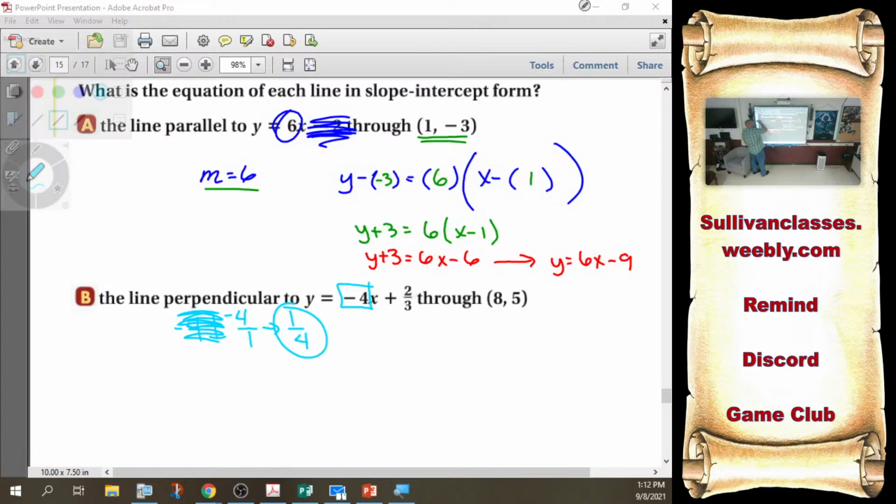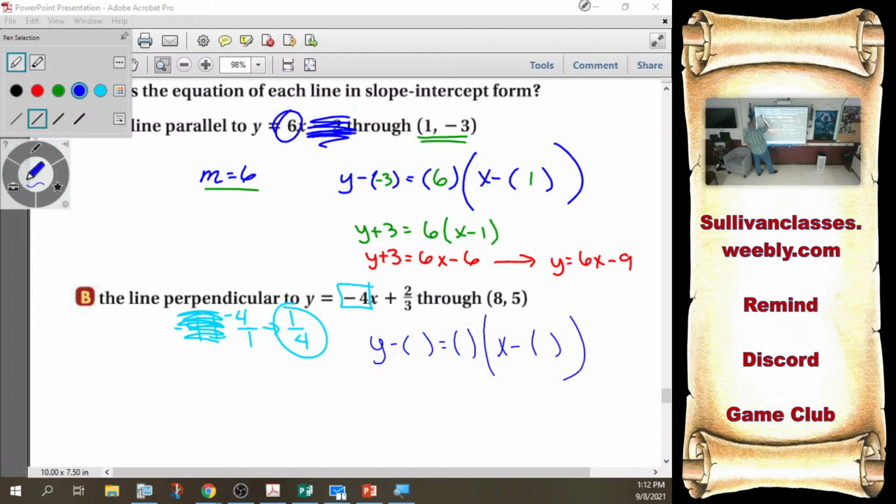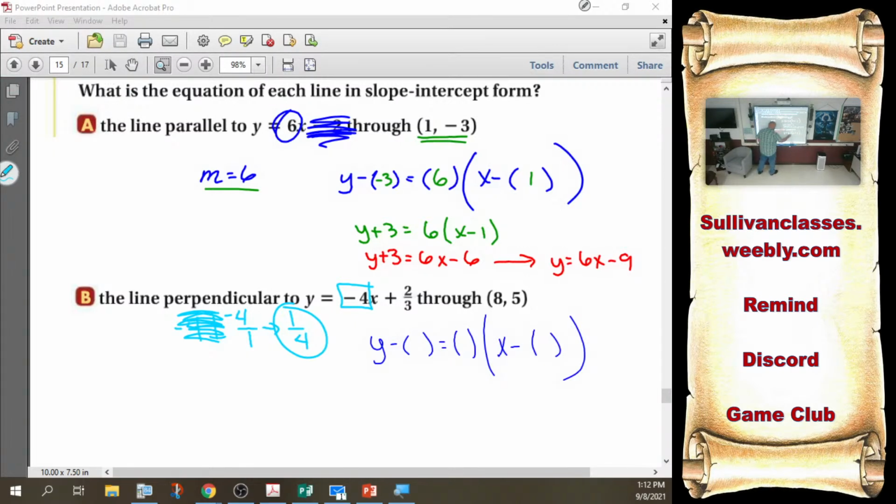So now, same thing. Y minus y1 is m times x minus x1. Plug in. Slope is 1/4, 5, and 8. Keep going. Y minus 5 is 1/4 times x minus 8. Distribute. And add.